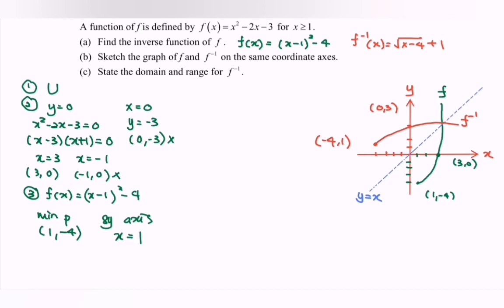Continue. State the domain and range for f inverse. The domain for f inverse, kindly refer to the graph, is the value of x for the red graph: -4 until infinity. So that will be the domain for f inverse. As for the range, refer to the value of y for the red graph, and we notice that the range will be 1 until infinity. For extra information, the domain for f inverse is the range for f, and the range for f inverse is the domain for f.